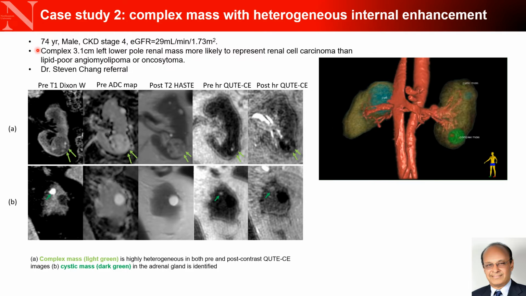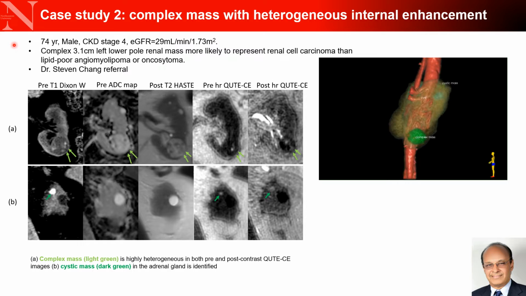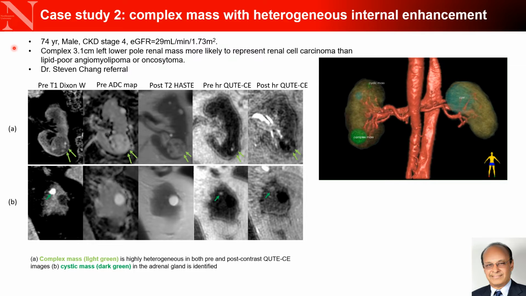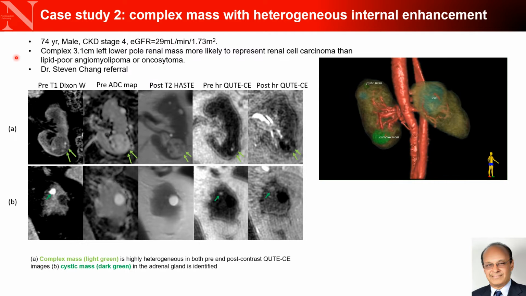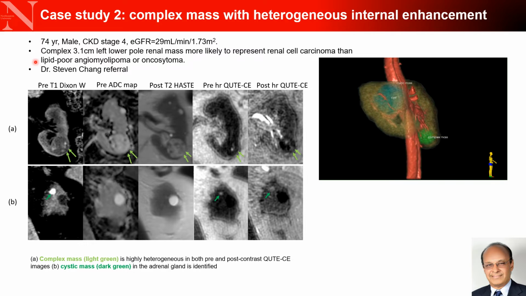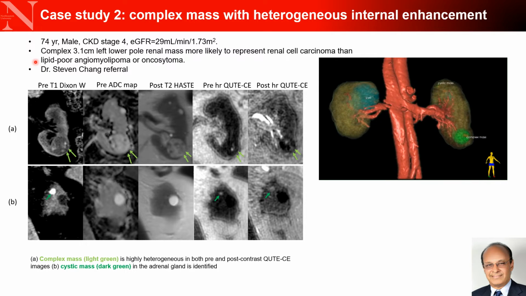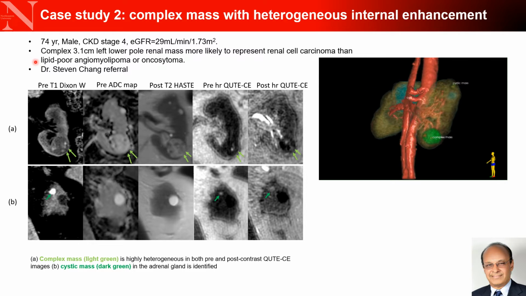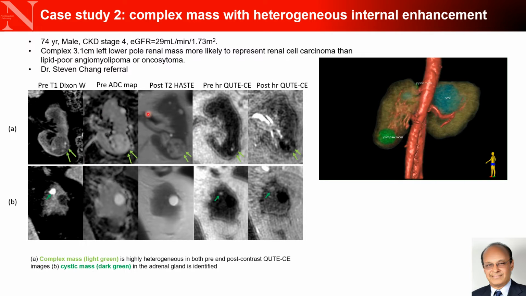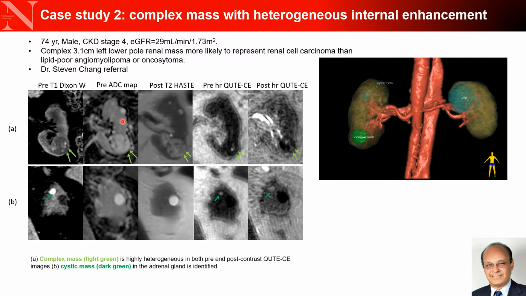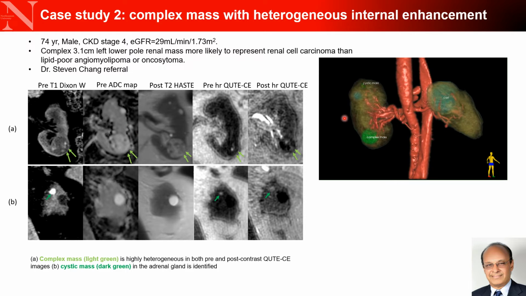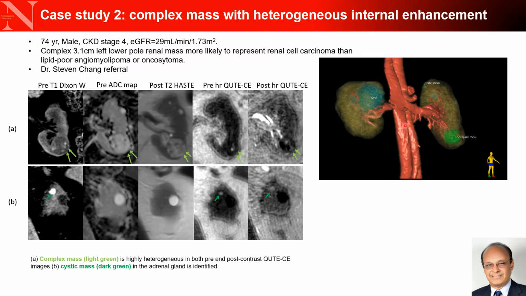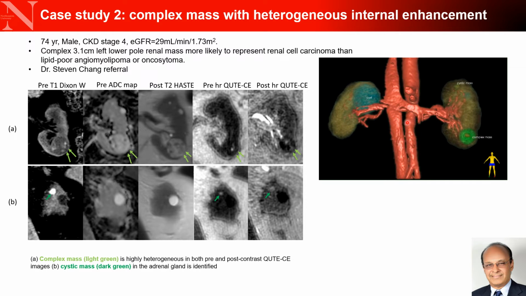The second case study I want to discuss was a 74-year-old male with stage 4 CKD, eGFR of 29. He was referred to us by Dr. Stephen Chang, who was concerned about a complex renal mass in the left lower pole of the kidney that was likely to represent renal cell carcinoma rather than an angiomyolipoma or an oncocytoma. Again, here you can see on the left some of the 2D scans, and on the right, the 3D rendering shows the presence of several masses, including the complex mass that is of concern.